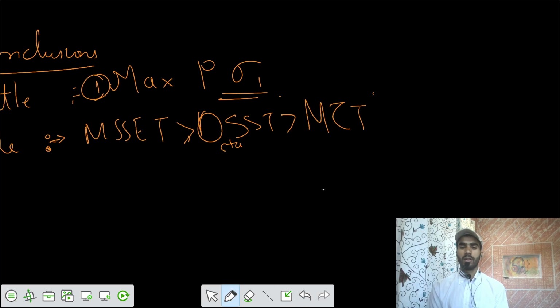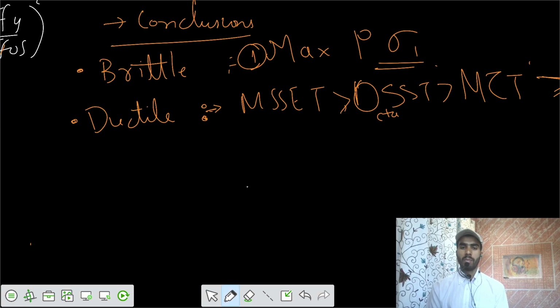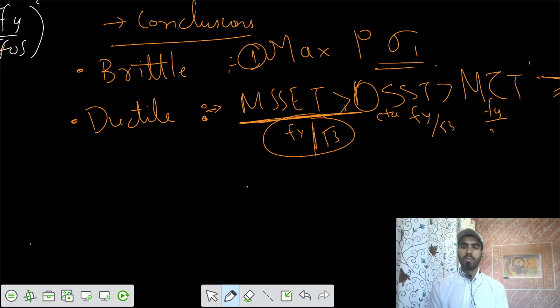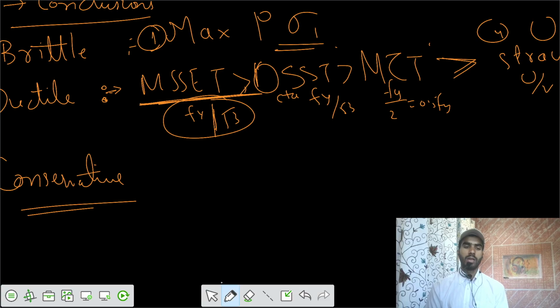Then after that you can have other methods also, that is strain energy, method 4, strain energy per unit volume. After that you have principal strain, that is method 2. So here the critical point is that maximum shear strain energy theory is in perfect agreement with the ductile material, for the pure shear case, Fy by root 3. This one also Fy by root 3, and this one is Fy by 2, that's 0.5 Fy. So if you ask which is the most conservative method for ductile material, it would be maximum shear stress theory.